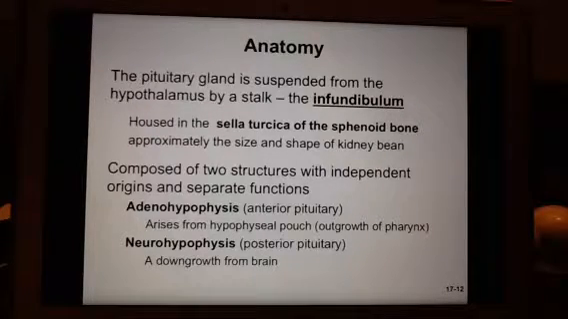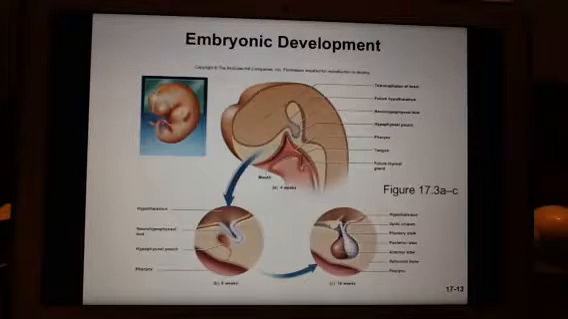So the anterior pituitary comes from an outgrowth of the pharynx, whereas the posterior pituitary is a downgrowth from the brain, and those are during embryo development. So you can see where they're coming from different places, but they develop together, and now we kind of lump them together as the pituitary gland.